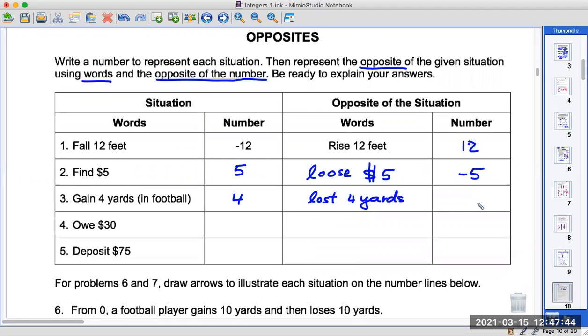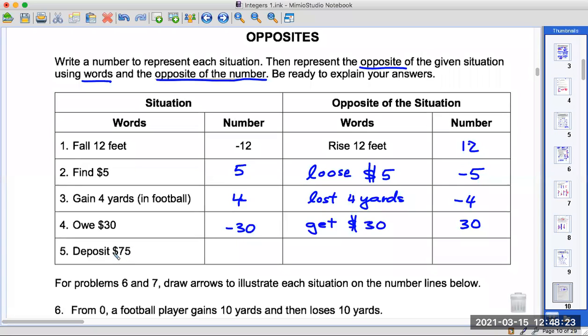And how would that be in a number, Jocelyn? -4. You owe $30. Abby, what would you write here for a number? -30. Good. What's the opposite? Gain. Good. Somebody gives you 30, right? I wish. Or get $30. And Abby, how would you write that in number? 30. Mm-hmm.